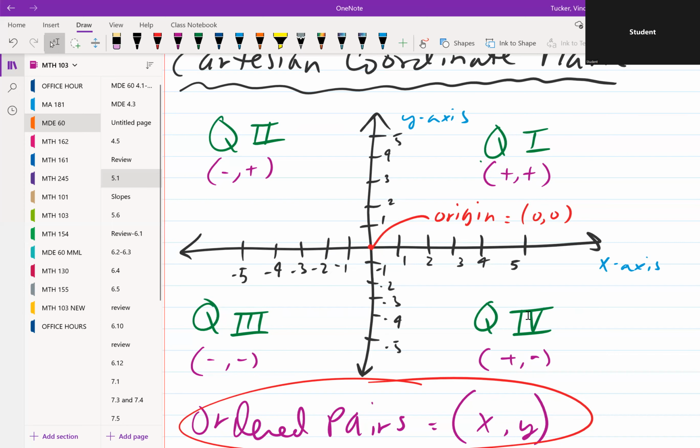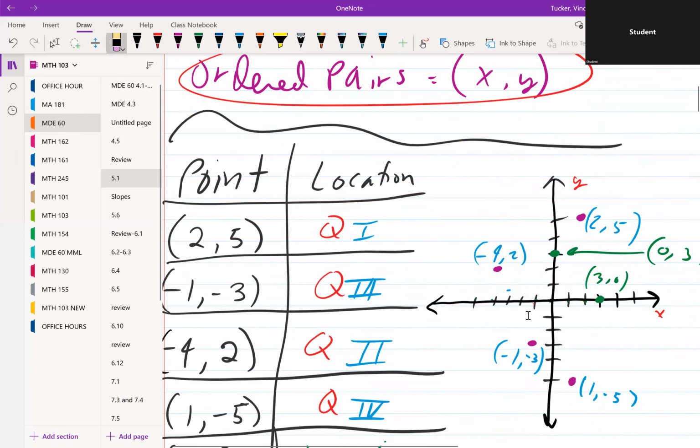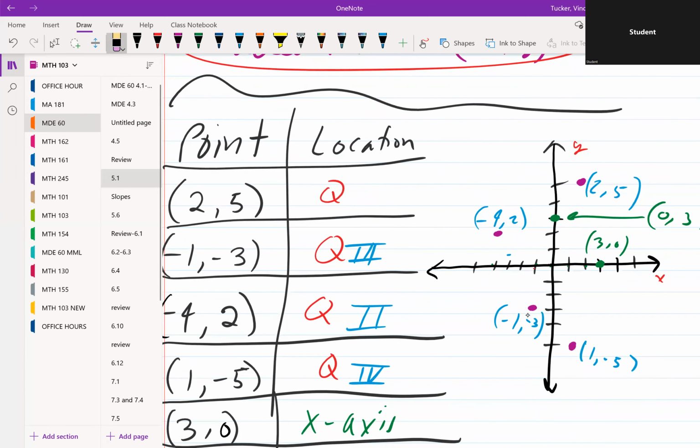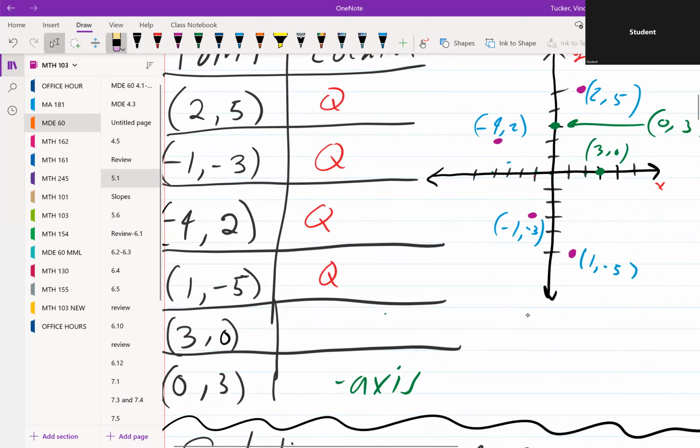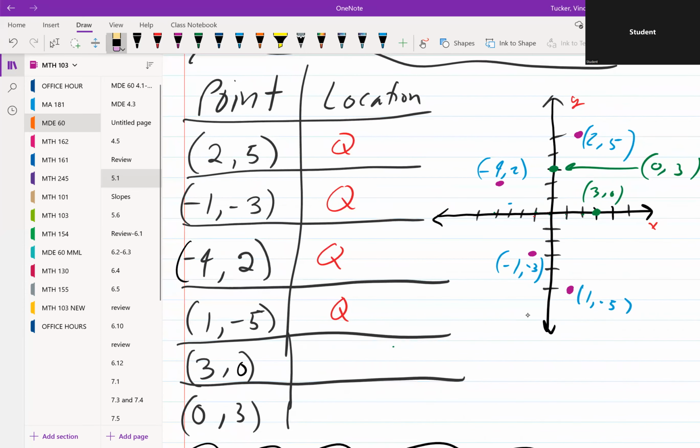All right, good. All right, so let's graph a few points just to make sure we're okay. I'm going to erase some of this stuff just so we can walk through it. Let's erase this. Leave the points. All right, so we have these 6 points that we're going to graph.